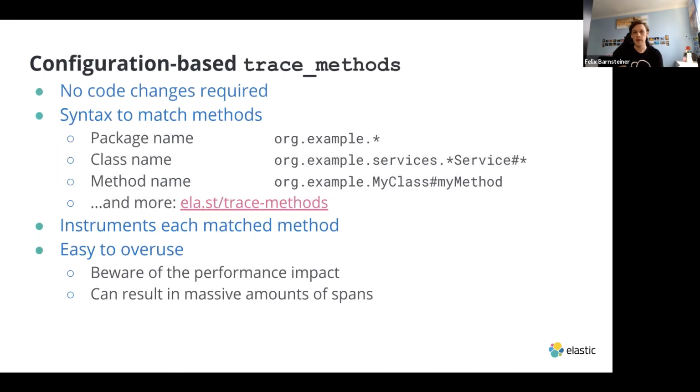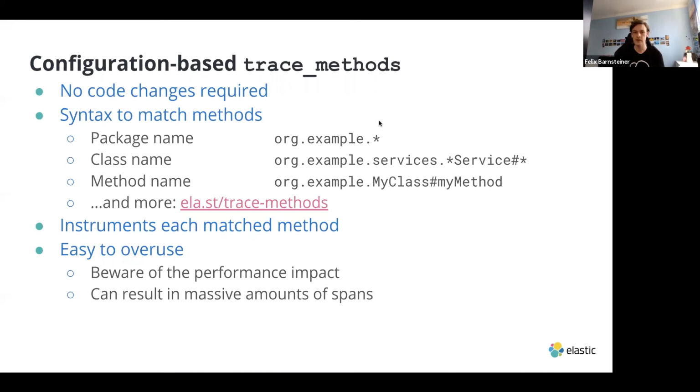So then there's another approach, and that is with the configuration option trace methods. The big advantage here is that it doesn't require any code changes. Instead, it provides some sort of syntax where you can specify all of the methods you want to instrument. So for example, by package name, and here you can also use wildcards. This org.example.star means it instruments all of the methods and all of the classes in the org.example package or in any of the sub packages.